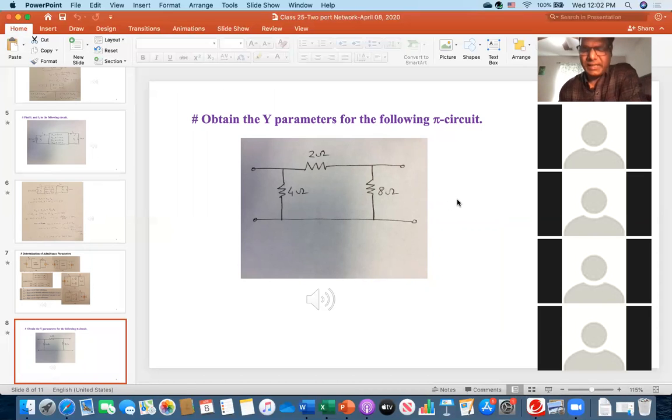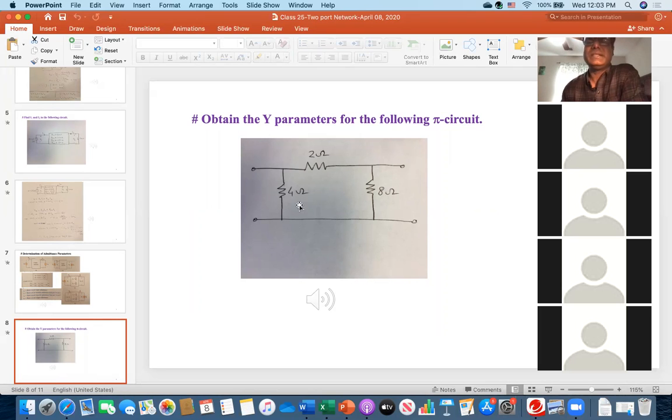There are two types of circuits. One is called this pi circuit, the other one is called T circuit, that looks like the letter T. In this case, it looks like the Roman symbol pi, that's why it is called the pi circuit. This 4 ohm, 2 ohm, 8 ohm, the way they are positioned, they make a pi circuit. And here there is the input port and here there is the output port.